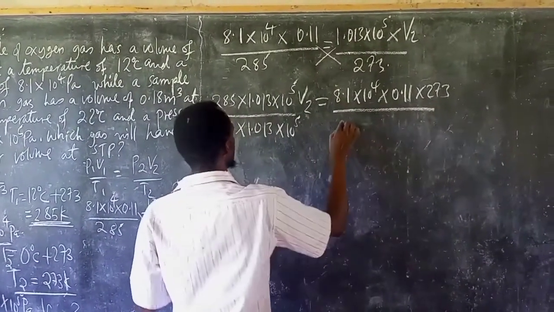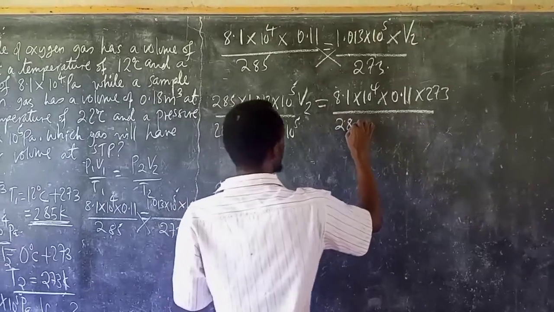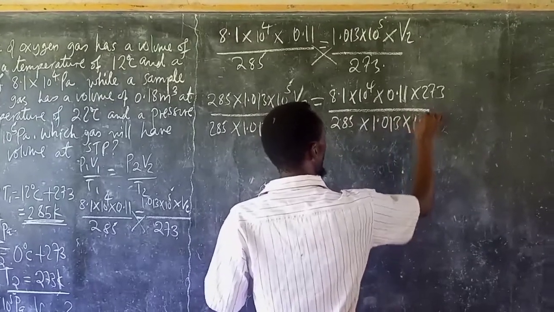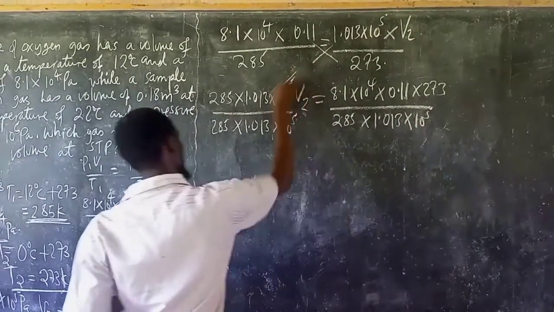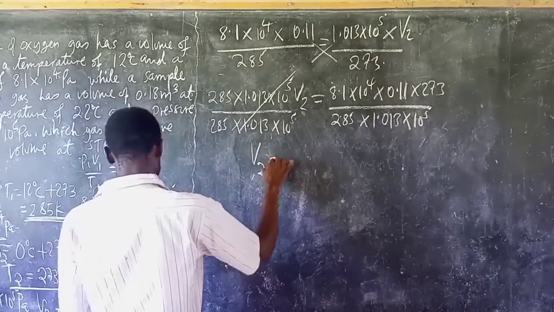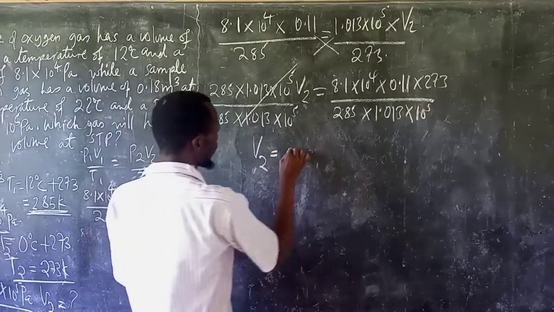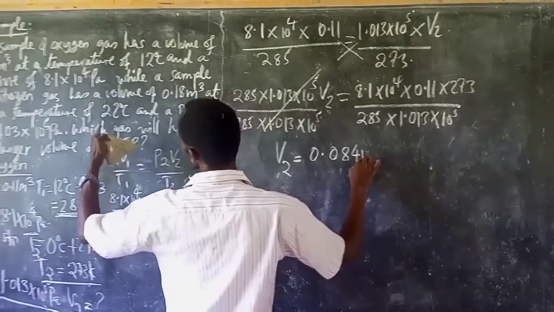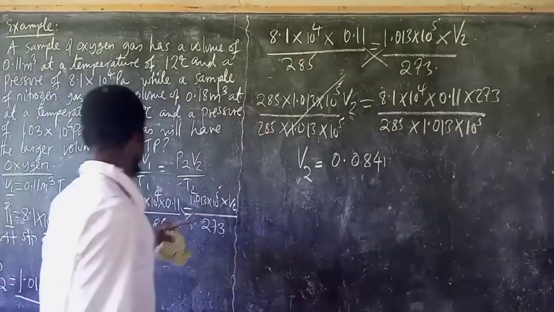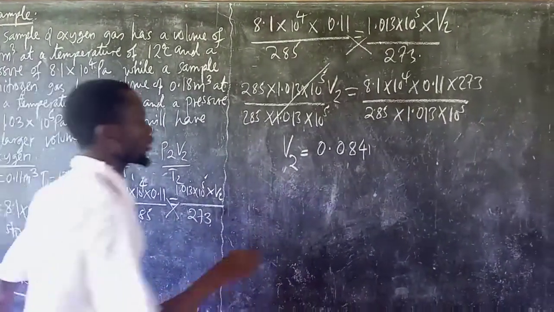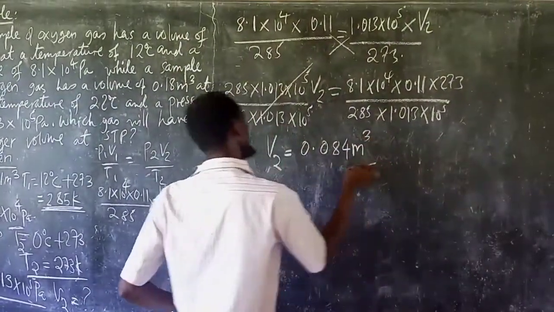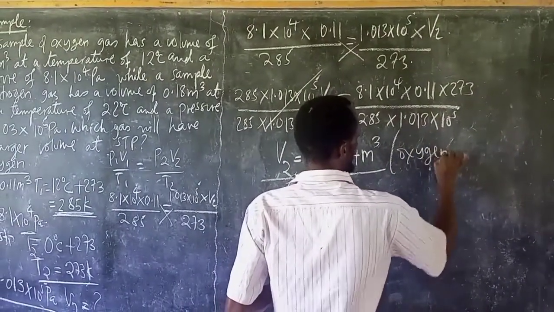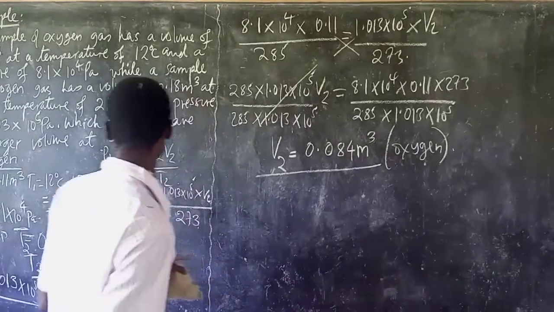And then on both sides, 285 times 1.013 times 10 power 5, that is half. Now this cancels. Therefore, the volume will be equal to 0.084. What is the volume in terms of? It was liter, but now it is meter cubed. Now this will be the second volume of oxygen at STP. So this is for oxygen.